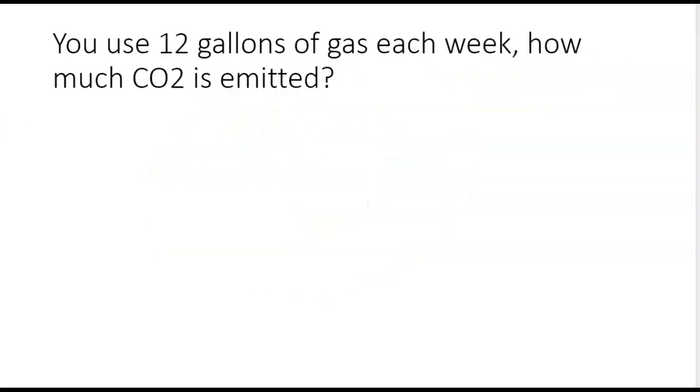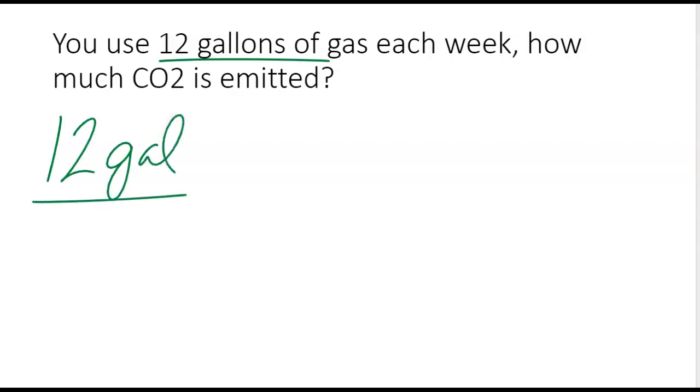So let's do some examples here. We'll start easy. You use 12 gallons of gas each week. So how much CO2 is emitted? Now we're going to use the factor label method just like we did for other conversions, and we're starting with 12 gallons. So I have 12 gallons, and I want to know how much CO2.